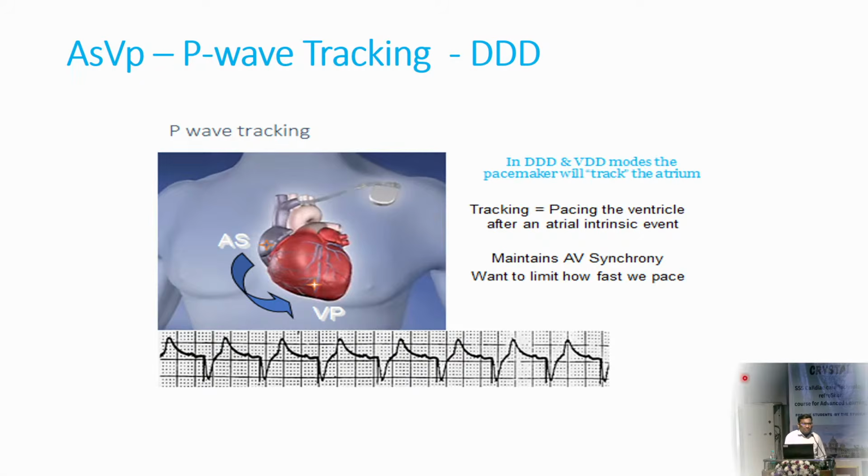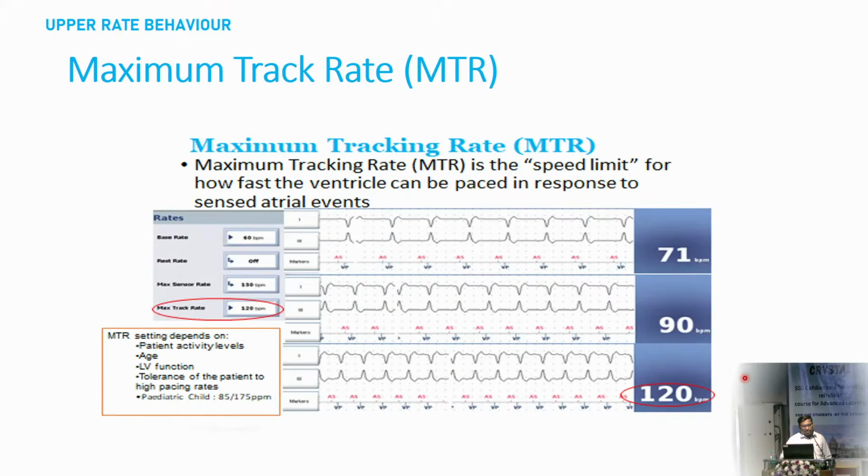Okay, we call this A sense V pace state atrial tracking. So the pacemaker is tracking. That's what we call it. So it can maintain the AV synchrony.